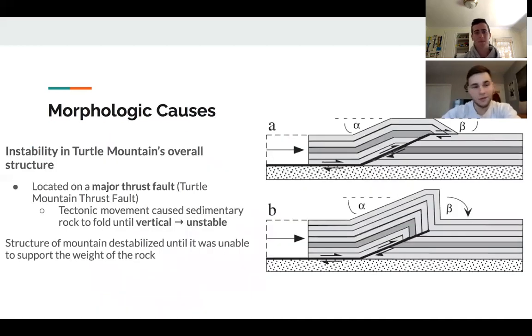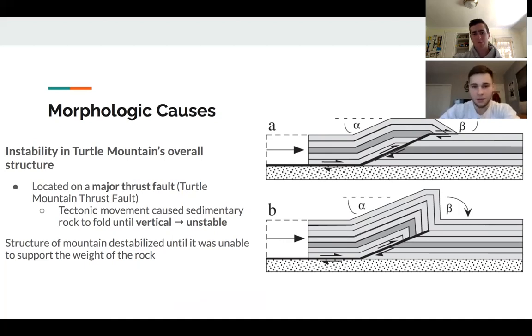All right, now that we've laid down the basis for what happened, let's talk about why it happened and the causes. First, let's talk about morphologic causes. Turtle Mountain was a relatively unstable structure, and this instability stemmed from the fact that it was located on a major thrust fault called the Turtle Mountain Thrust Fault.